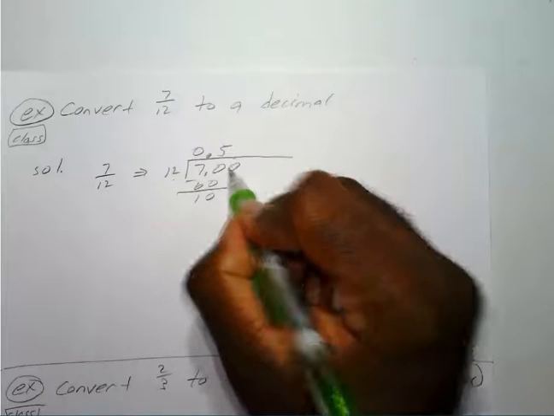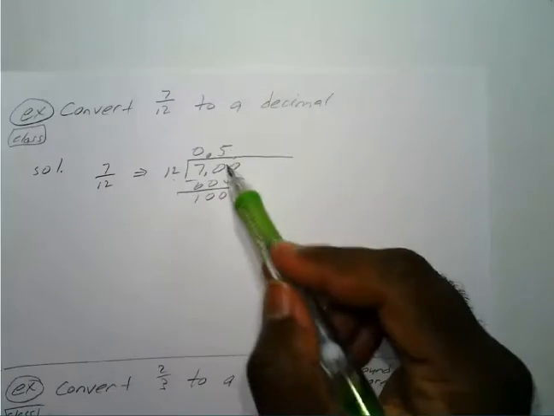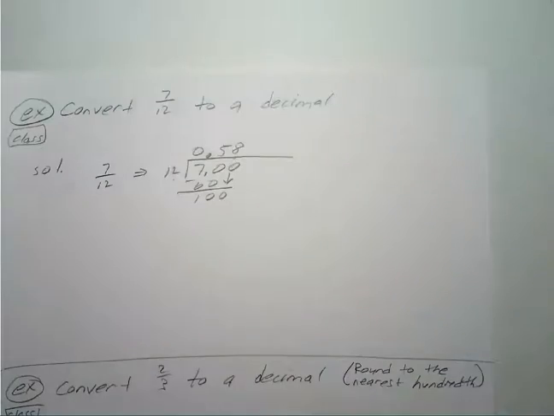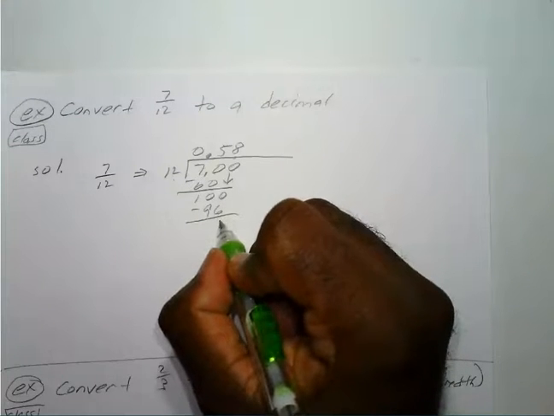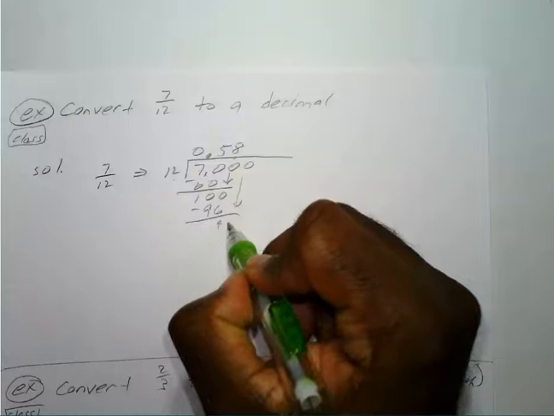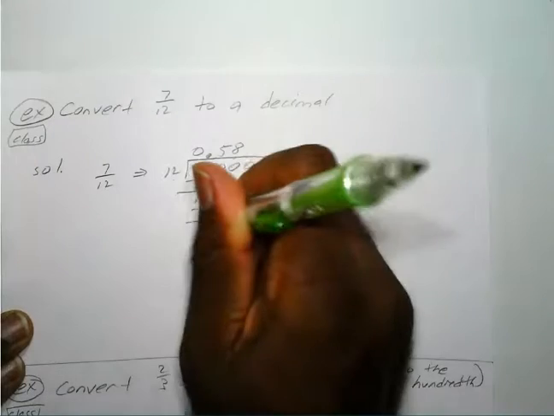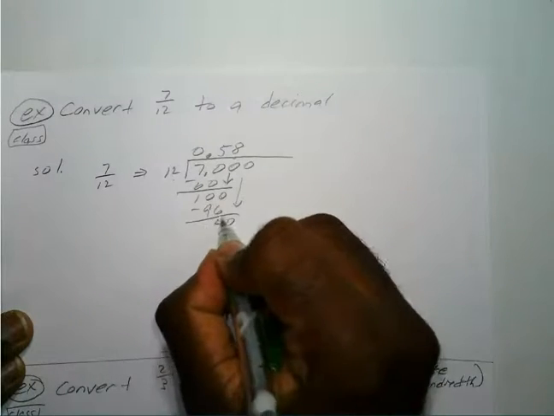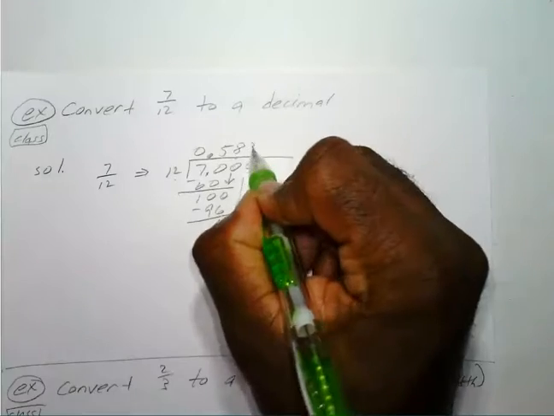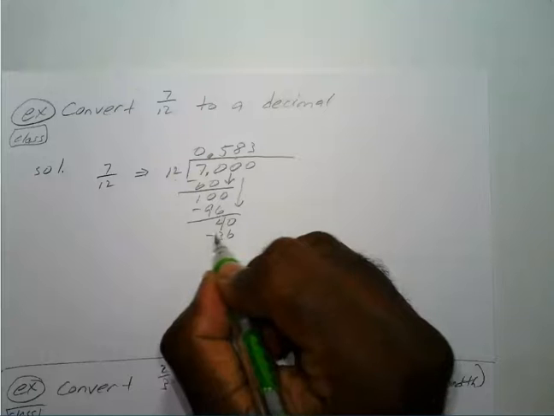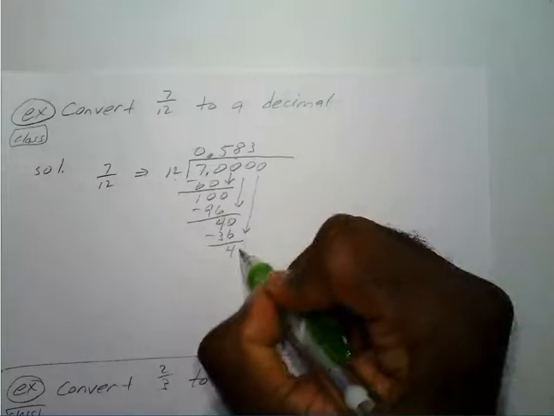So we go ahead and add another decimal digit 0 and bring that down. 12 goes into 100 8 times. 12 times 8 is 96. We subtract. 100 minus 96 is 4. So we add another 0 and bring it down. Let me clean up that 4 a little bit. There we go. 12 goes into 40 3 times. 12 times 3 is 36. 40 minus 36 is 4. Add another 0 and bring it down.